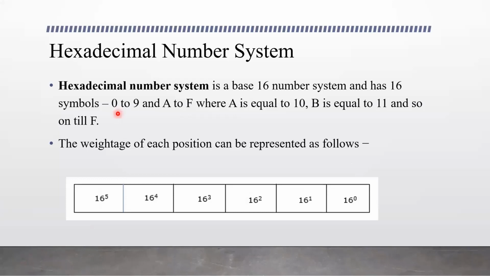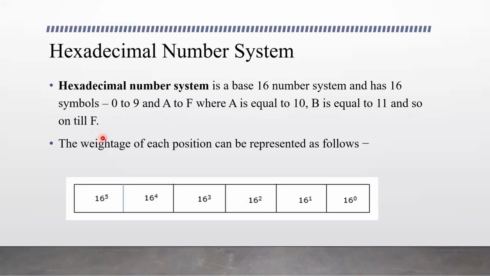And hexadecimal is a number system with the base 16. As we saw earlier, 0 to 9. The symbols that can be represented using hexadecimal numbers are 0 to 9 and A to F, where A is equal to 10 in decimal, B is equal to 11, and so on till F. F is equal to 15 in decimal. Decimal 0 to 15, 16 numbers in total, come in the hexadecimal number system.